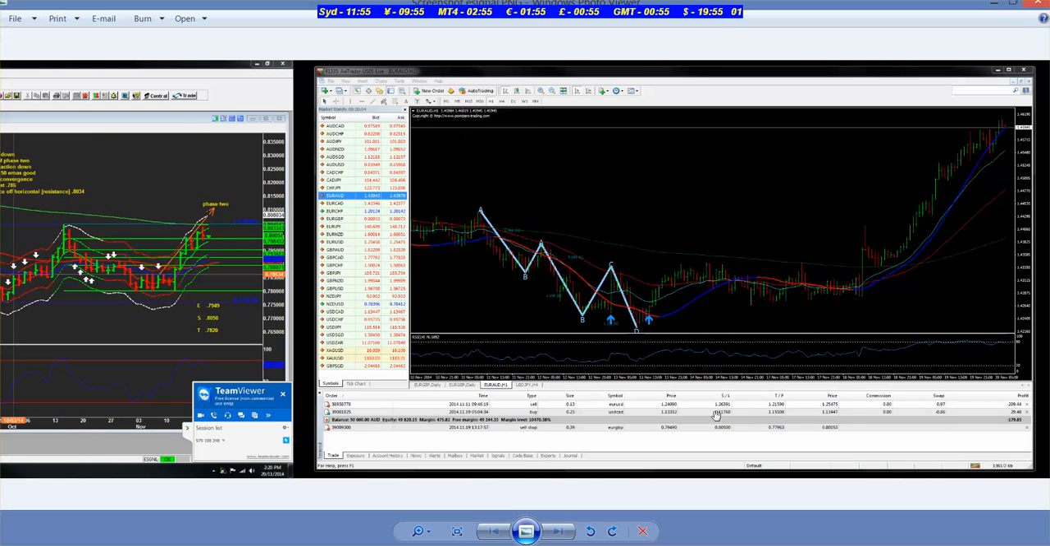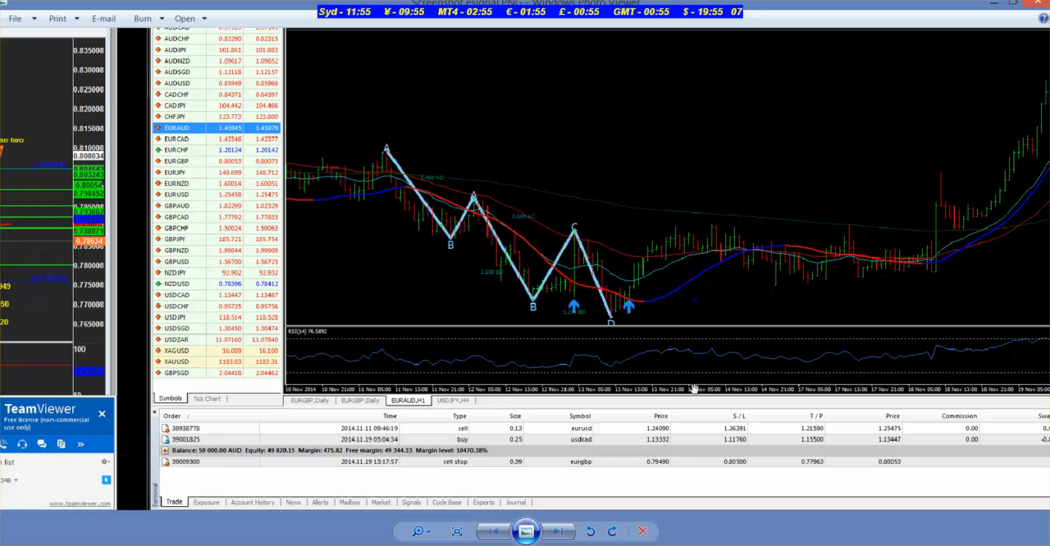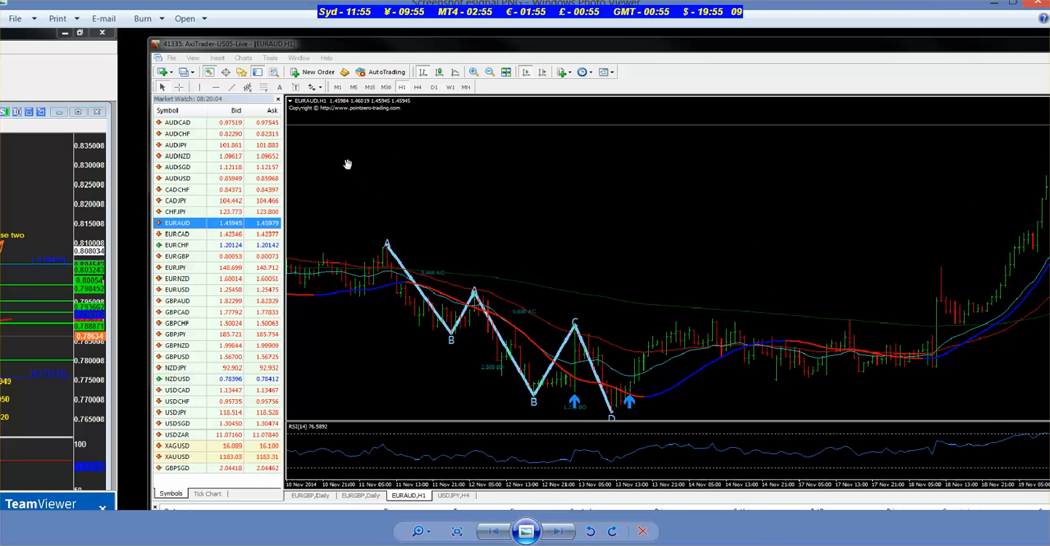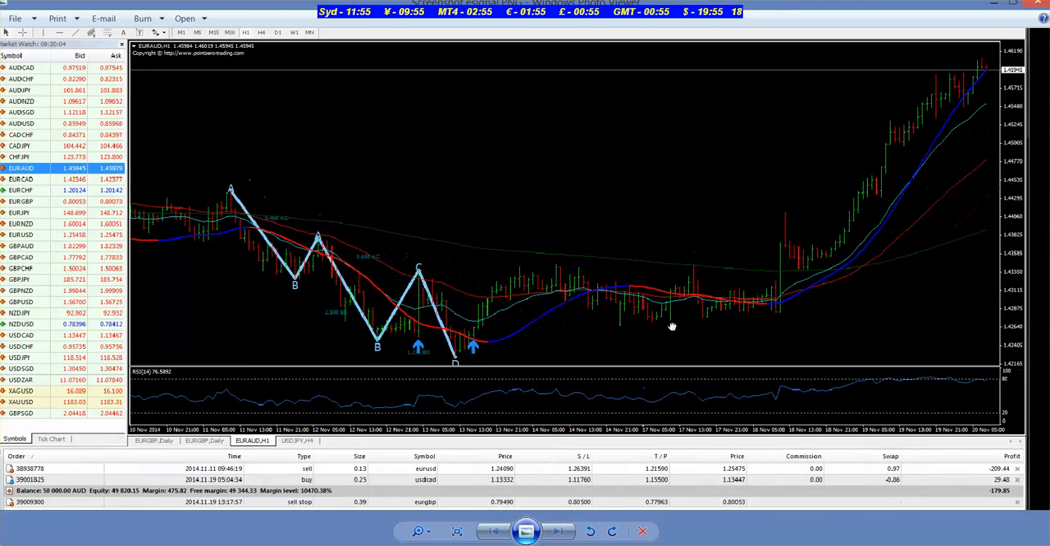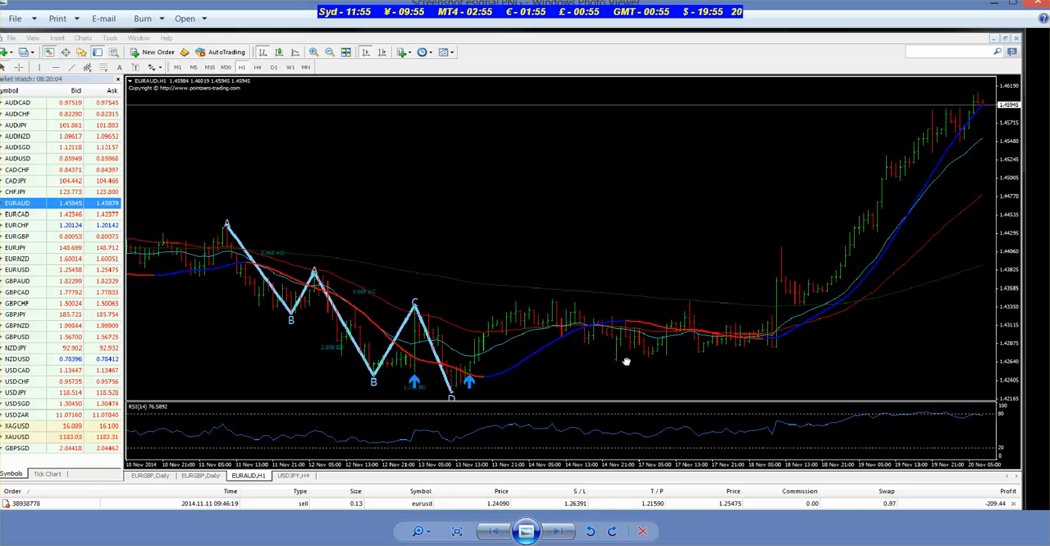Alright, what's this? Euro Aussie 1 hour. Trading right now, Euro Aussie 1 hour. Again, not exactly sure why I'm looking at this. There's no notes on it.